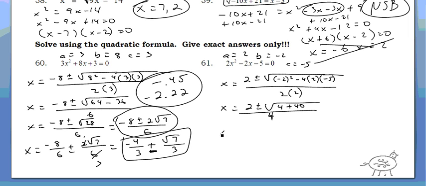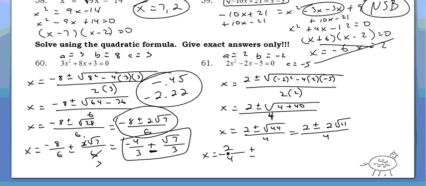All over 4. So x equals 2 plus or minus square root of 44 over 4, which is 2 plus or minus, we take a 4 out, so it's really taking a 2 out, so it's 2 root 11 over 4. Split up into two fractions, 2 over 4 plus or minus 2 root 11 over 4. And that gives me 1/2 plus or minus root 11 over 2. Okay? And that is your exact answer.